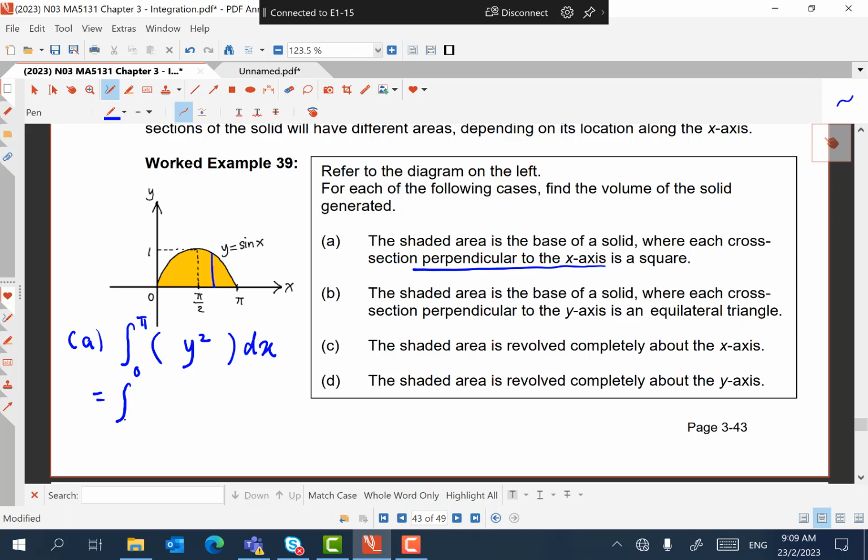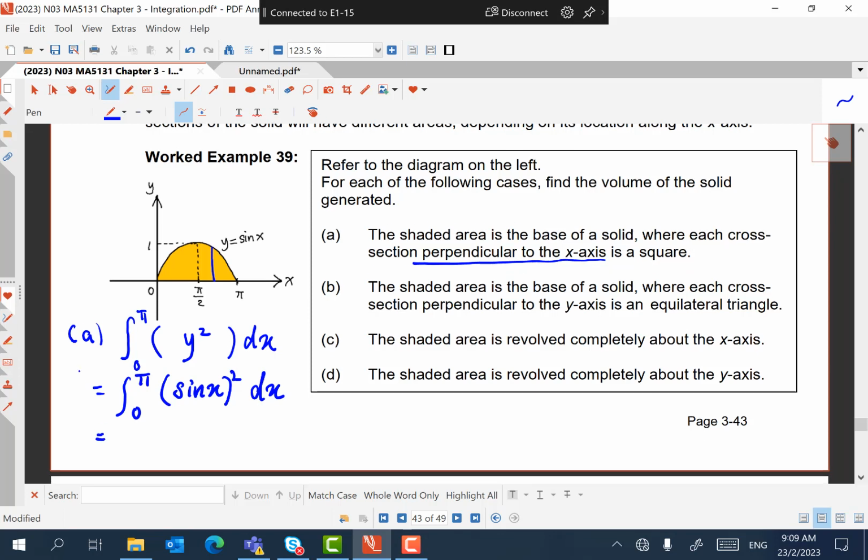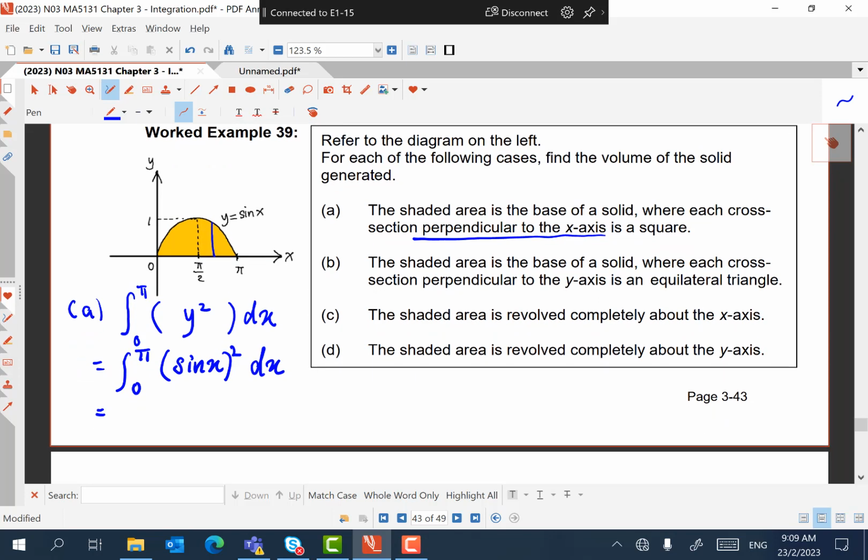Okay, then this becomes 0 to pi. And Ting Hui, if you can do this integration, you can just continue going back to sleep. Ting Hui, do you know how to do this integration?